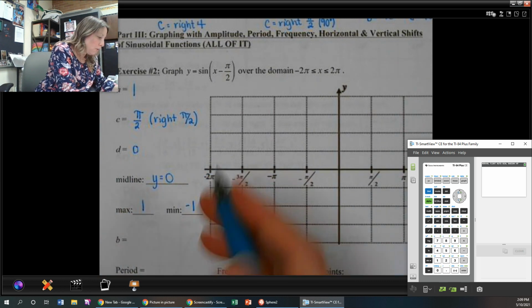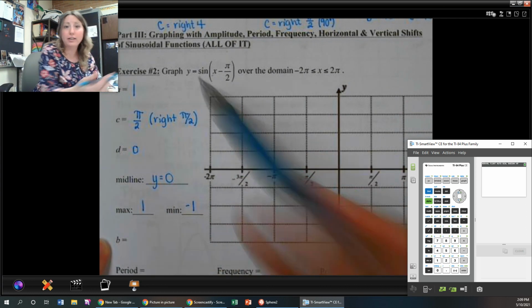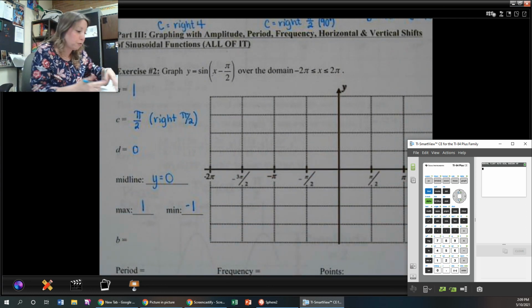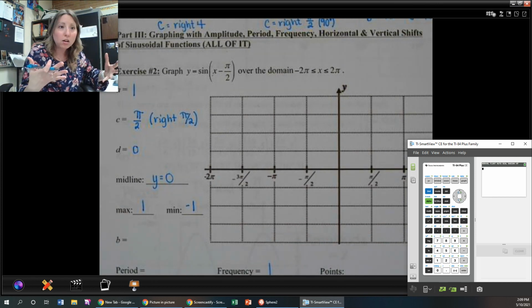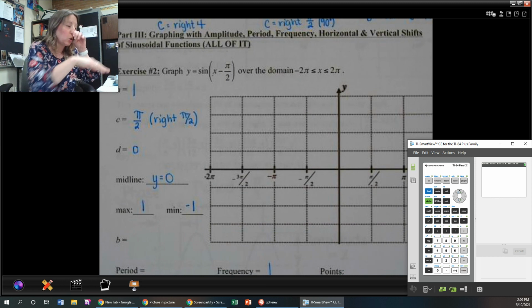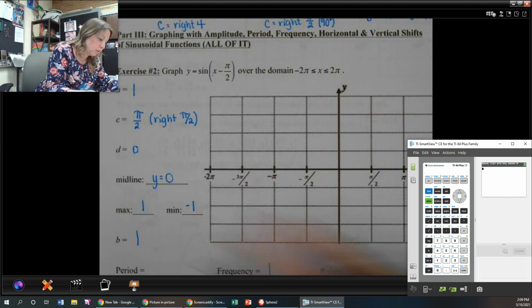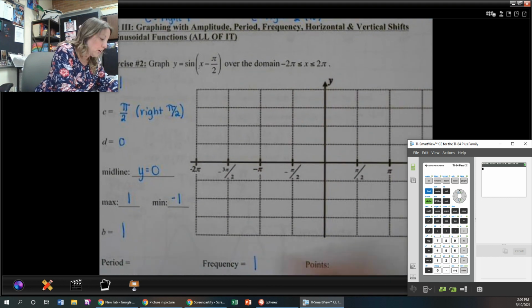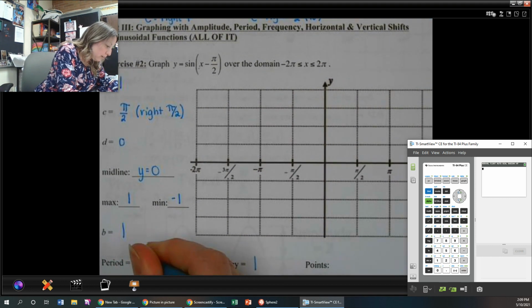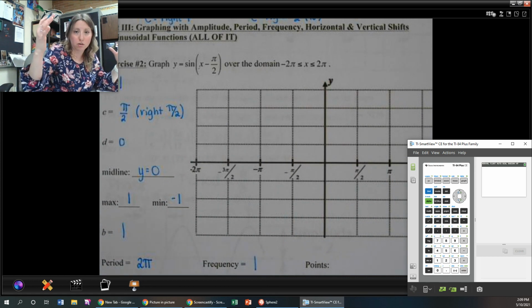Still good. Okay, so now remember that my frequency is my B value. Well, I didn't have anything that I had to factor out front, so my frequency is 1. So I'm going to have one whole period between 0 and 2 pi. So one whole cycle goes between 0 and 2 pi, because that's my B value. It's 1, and it matches up with my frequency, which means that my period is 2 pi. That's the distance where one full sine curve will occur.